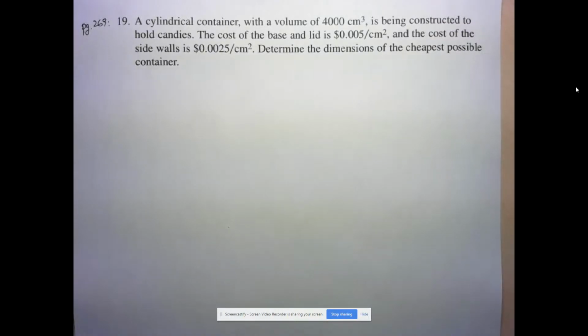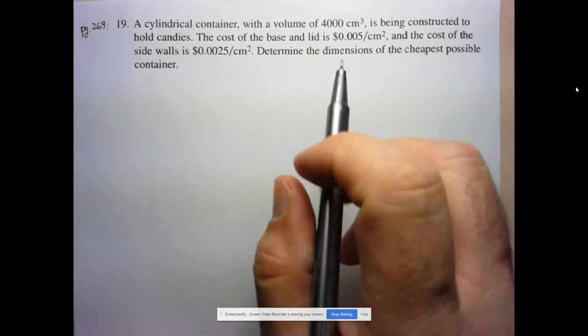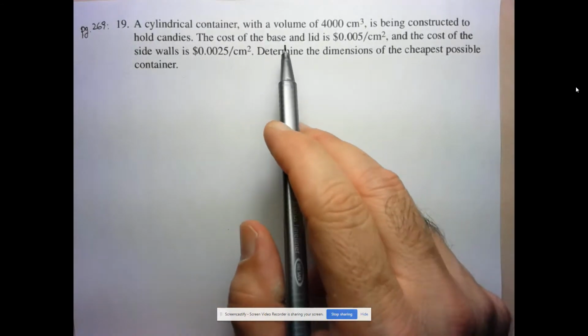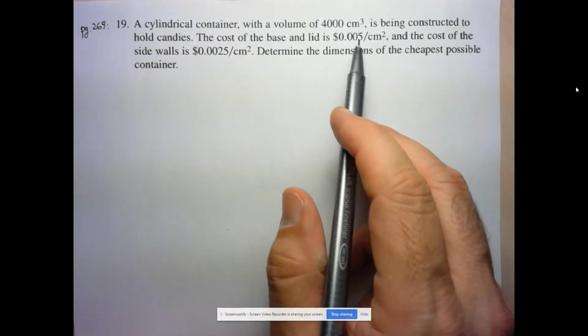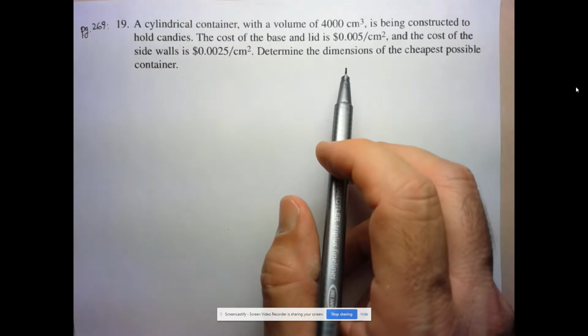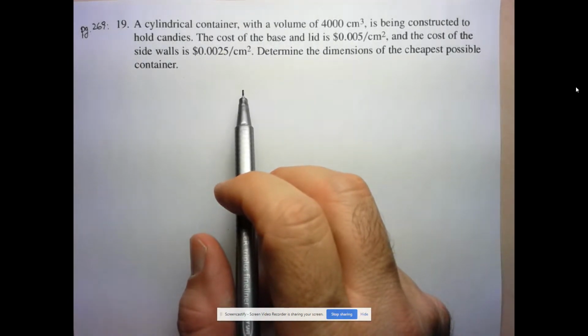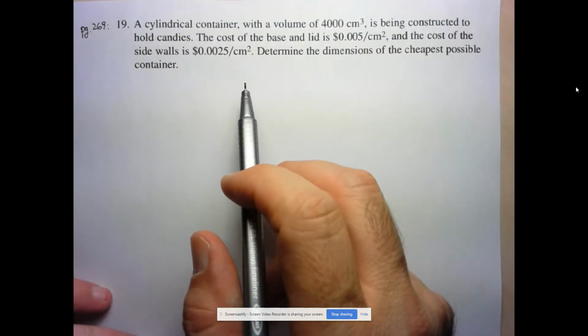Hi folks, we're going to take a look at number 19 on page 269. So here we've got a cylindrical container that has to have this particular volume. And they tell us that the cost of the base and the lid, so the top and bottom, is this price per centimeter squared, whereas the side walls is this price per centimeter squared. And they want us to determine the dimensions of the cheapest possible container.